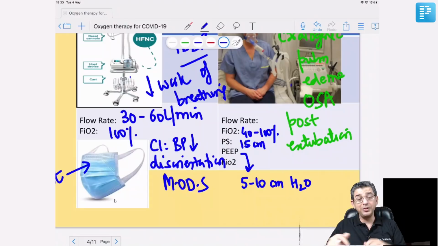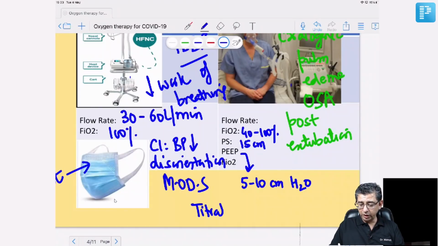Now the objective of generating the PEEP is mainly to recruit the alveoli, because the alveoli are collapsing. I want to increase the surface area available for gas exchange, and the flow rates can definitely vary. You can have lower flow rates required in NIV as compared to that for HFNC. My main message at the moment is that in both situations, either of the two that you're using, your objective should be to titrate to obtain a SpO2 of at least 92 to 94% for your patient.